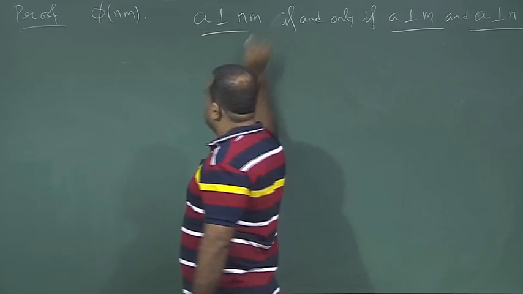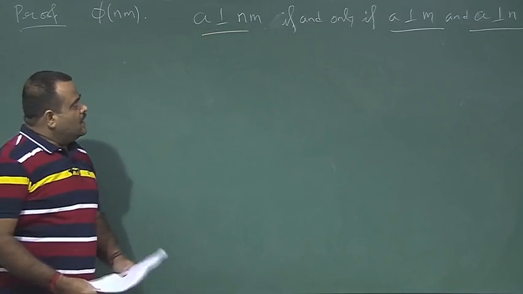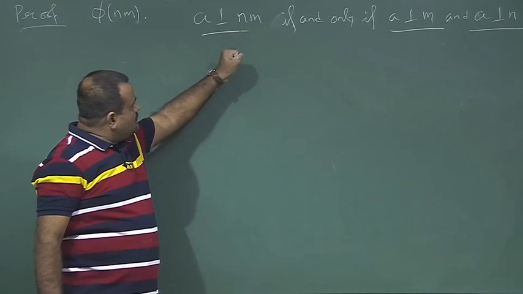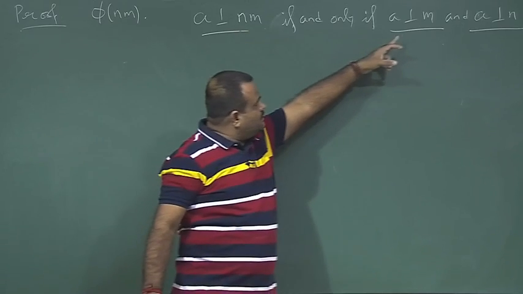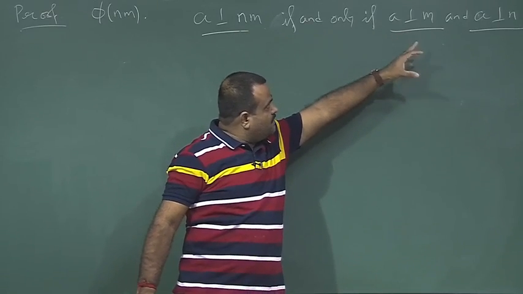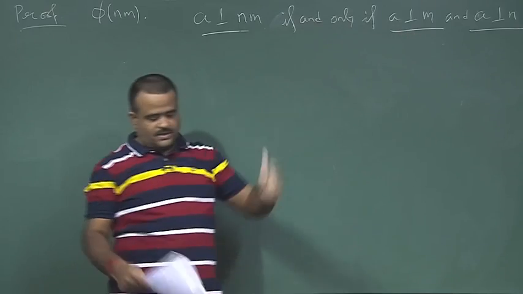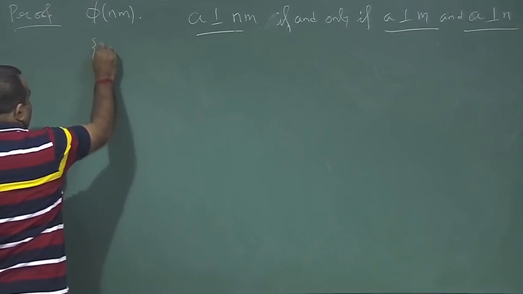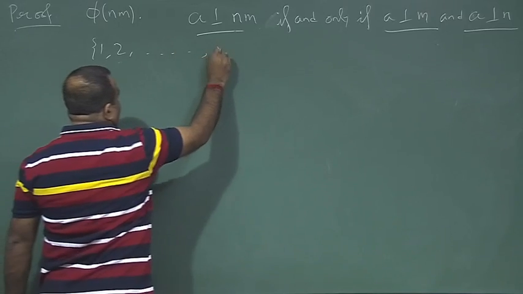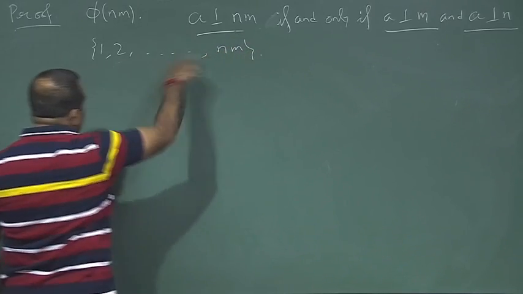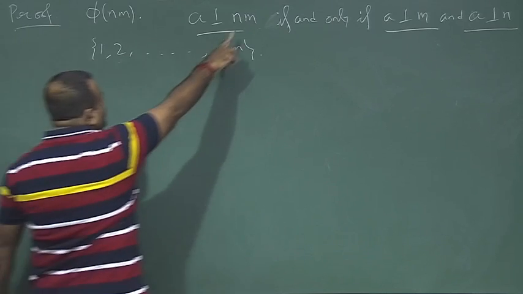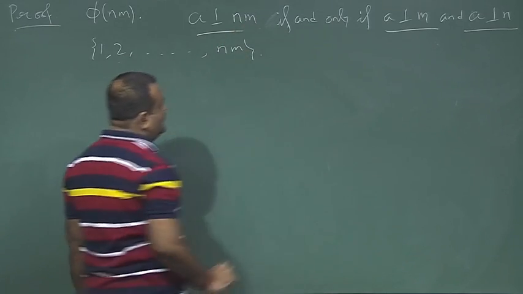So, both have to be. A is relatively prime to m times n if and only if a is relatively prime to m and a is relatively prime to n, and this holds vice versa. Okay. So now we are looking for the number of integers which are relatively prime to m times n, that means which are relatively prime to both m and n.